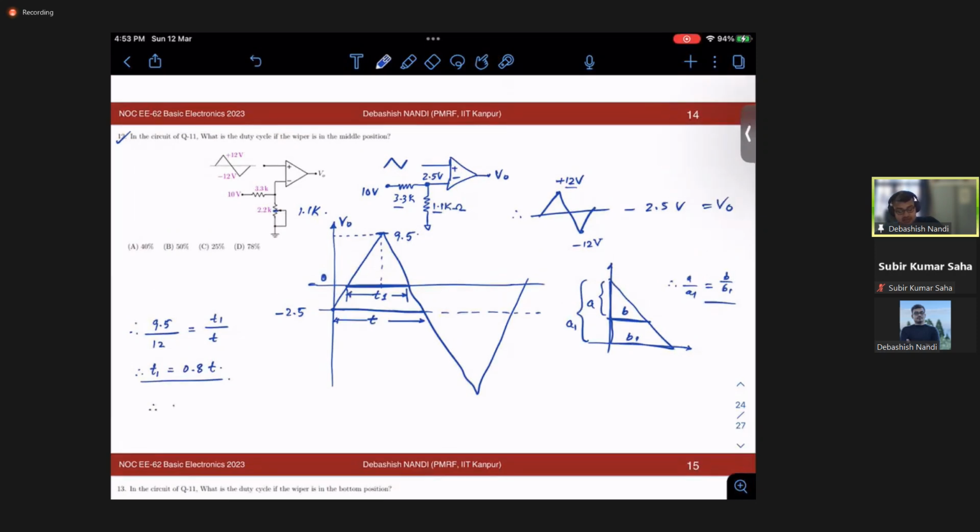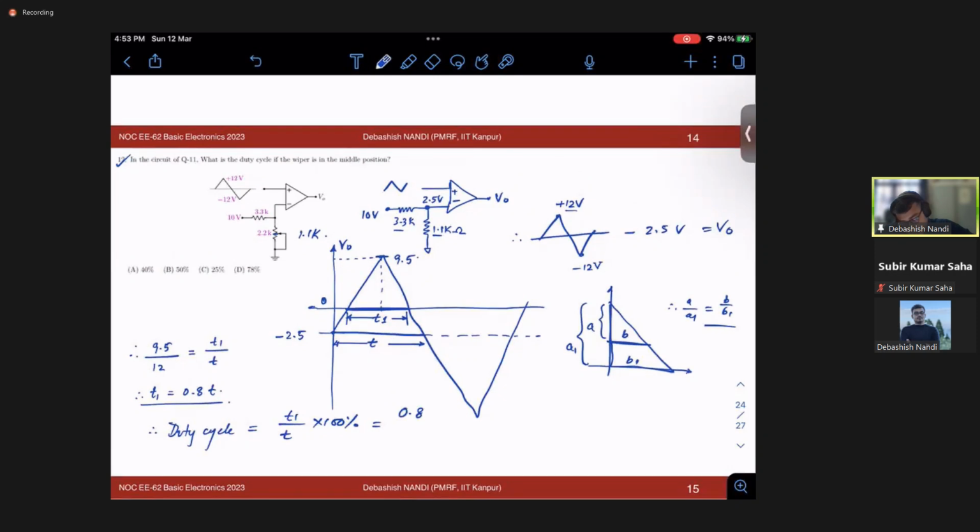So what is my duty cycle? Duty cycle is nothing but T1 by T into 100%, right? That is, just wait a second. Oh, okay. This is not T1 by T, this should be, yes, this is T1, and the entire period is 2T, right? So this would be 0.8 by 2 into 100%. That is your 40%.